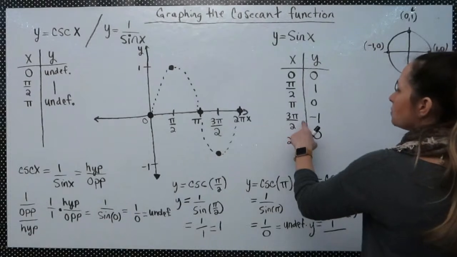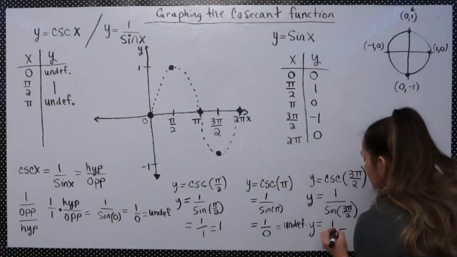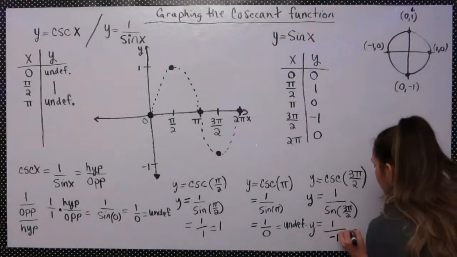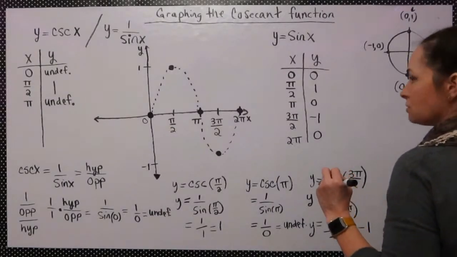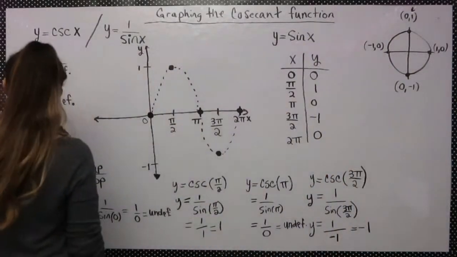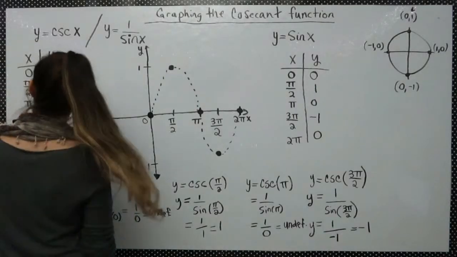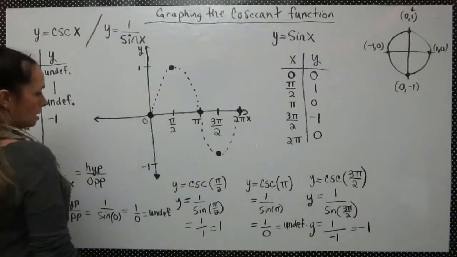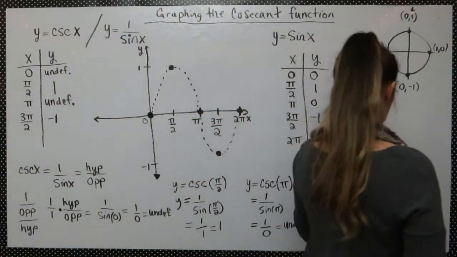Okay, so sine of 3 pi over 2 is negative 1, so we'll say negative 1 here. And so 1 over negative 1 is just negative 1. So we have this value, and that was at 3 pi over 2. Negative 1. And 1 more, 2 pi. What do you suspect is going to happen here?